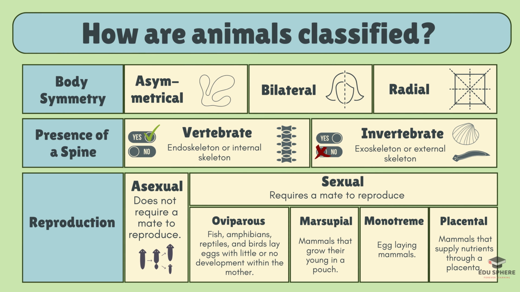As you can see here, animals are broadly classified based on several key features. One major division is the presence or absence of a spine, which separates animals into vertebrates, those with a backbone, and invertebrates, those without a backbone. Another important classification is based on body symmetry. Animals can be asymmetrical, like sponges, exhibit radial symmetry, such as starfish, or display bilateral symmetry, like humans. Finally, animals are also categorized by their method of reproduction, which can be either asexual or sexual.